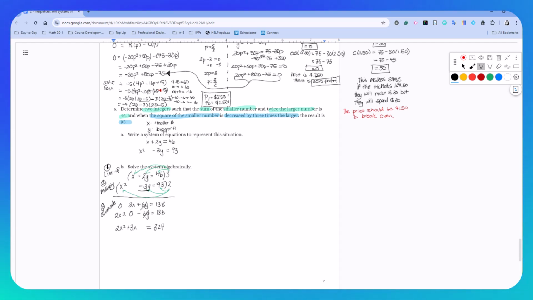Well, let's go and make this look like a quadratic in standard form by subtracting 324 from both sides. So I get 2x squared plus 3x minus 324 equals 0. Now, factoring this is not going to be fun. We got a huge number here, this 324. So what do we do when factoring's ugly? We break out the big guns.